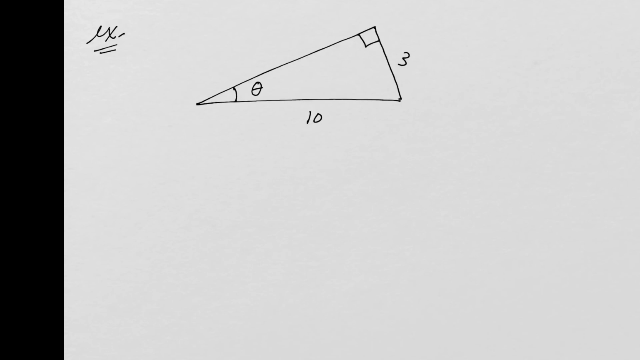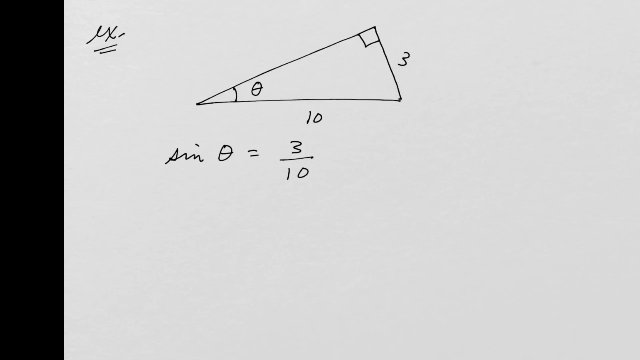So relative to that angle, the 3 is opposite, right? The 3 is opposite that angle, and the 10 is the hypotenuse. So what trig function relates those together, opposite and hypotenuse? That would be sine, right? So I know that sine of theta is equal to the length of the opposite side over the length of the hypotenuse.